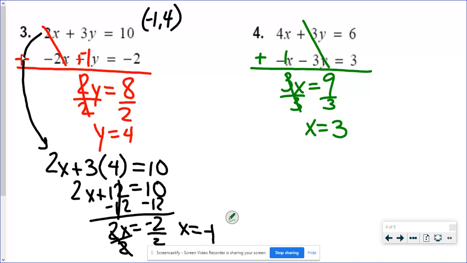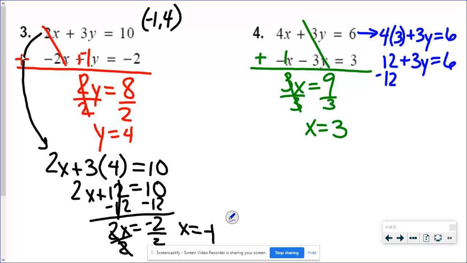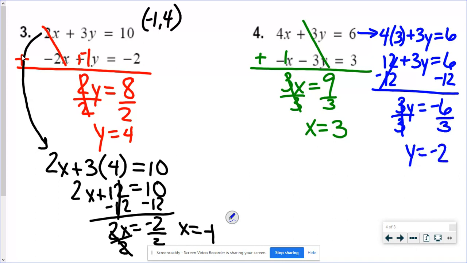and looking at these two equations, I prefer the top equation. Remember, you can use either equation, it doesn't matter. I prefer the top one just because the y coefficient is positive. That's the only advantage here. So I'm going to have 4, and then the x is 3, plus 3y equals 6. Well, 4 times 3 is 12. And then we would want to get rid of the 12 and divide by 3. So the y is -2. So that ordered pair would be 3, -2.